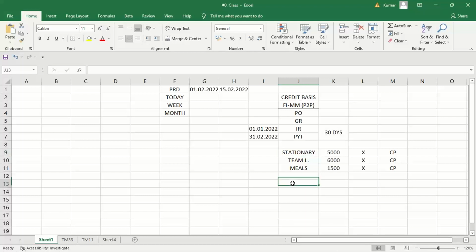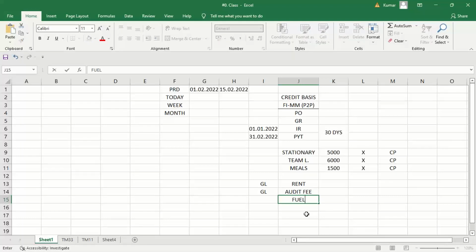Now, if we have any transactions related to rent, a rent related GL is going to be created. If any transactions are related to audit fee, an audit fee related GL is going to be created, and those transactions are going to be posted in the audit fee related GL. Let's suppose you have fuel expense, for that the transactions are getting posted, let's suppose, right?